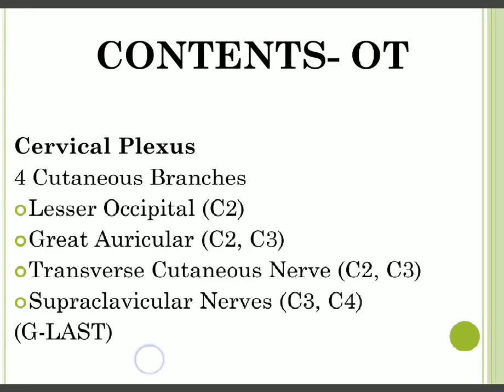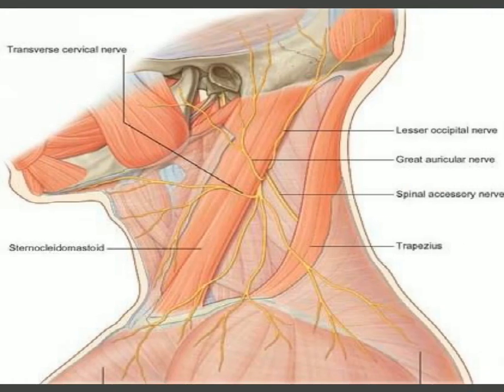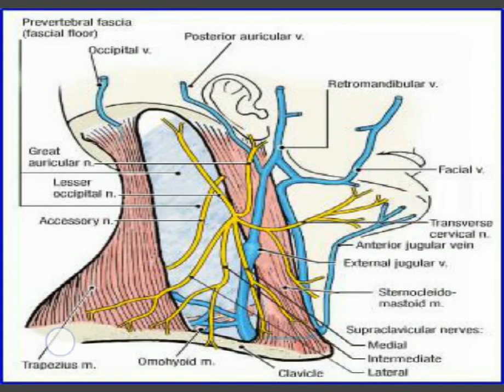It also contains the four cutaneous branches of the cervical plexus, that is lesser occipital, great auricular, transverse cutaneous, and supraclavicular. In order to remember them, you have a mnemonic G last. This figure is showing these cutaneous branches and especially the spinal accessory nerve. Again, all the cutaneous branches are shown in this figure also, the greater auricular, the lesser occipital. This is the spinal accessory nerve, just in the middle. This is the transverse cervical.